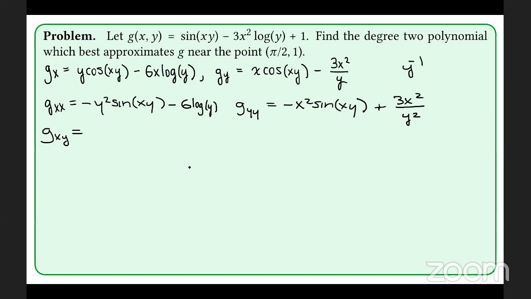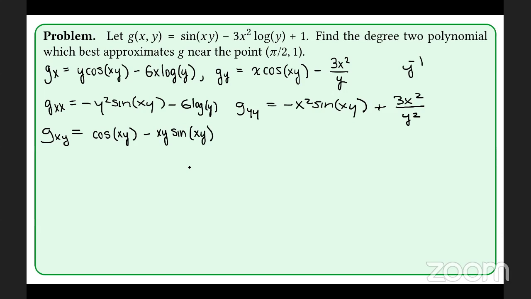So for the mixed partial, we will take the partial of the partial of g with respect to x, with respect to y. So we'll use product rule here. So we'll get cosine of xy, much better, minus, so now we take the derivative of that cos xy term. So we get xy sine of xy.